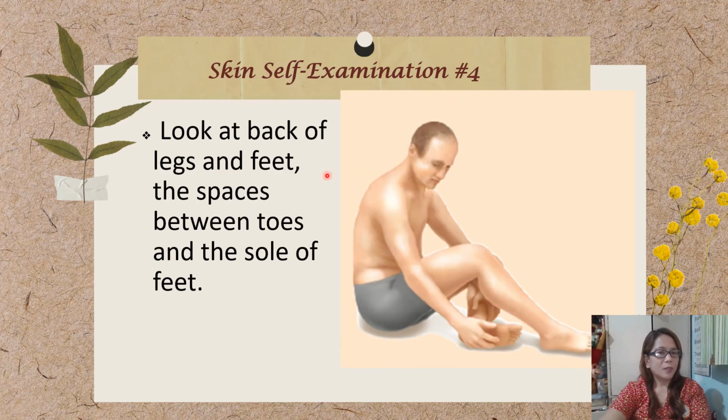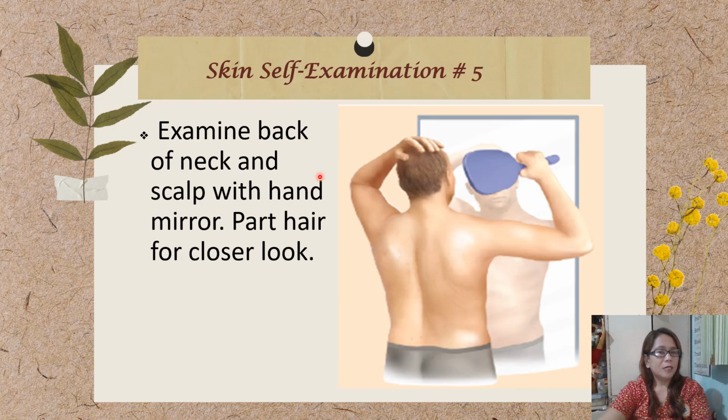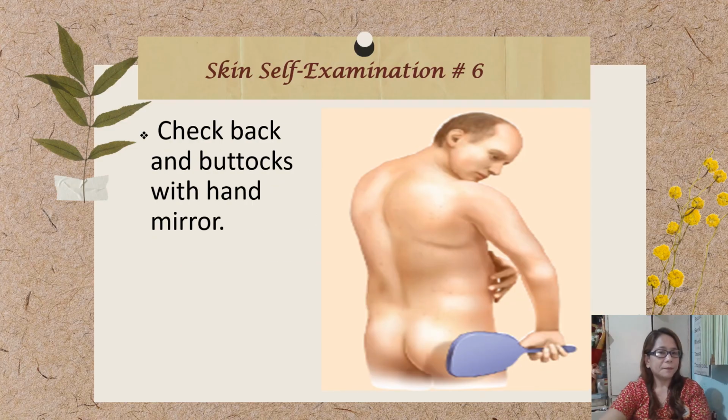Yan. Look at the back of the legs and the feet, the spaces between the toes and the sole of the feet. Okay, look at the picture again. Examine the back of the neck and the scalp with a hand mirror. Part the hair for a closer look. Okay, look at the picture again. Check the back and the buttocks with a hand mirror.